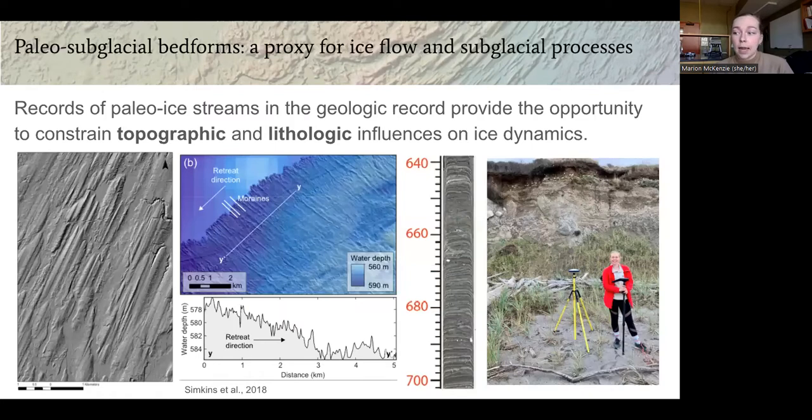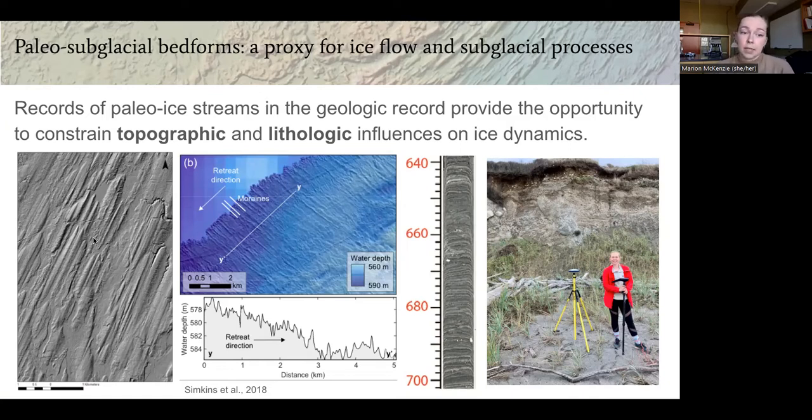Looking at these systems as they interact with their bed today in contemporary regions, they're difficult to get to. It's expensive to do this type of research. And so we're very fortunate that paleo-ice streams have a strong record in the geologic and geomorphic record. This provides an opportunity to constrain topographic and lithologic influences on ice dynamics across these regions. We can look at records in the sedimentary record of what was directly deposited by ice. And so on the right here, there is a record of ice rafted debris deposited in marine sediments and other tills that were deposited along the modern day Washington coast.